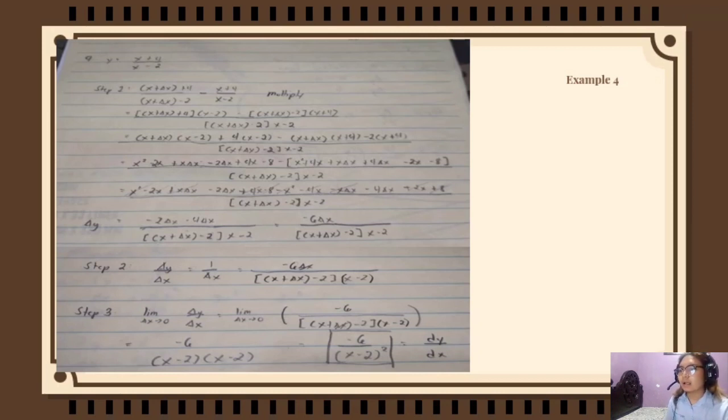Ito na. Ayan. Therefore, negative 6. Ano yung pwede natin ito pagsamahin, di ba? So, magiging x minus 2 squared. So, ayan na yung pinakasagot niya. Negative 6 all over x minus 2 squared. Okay? Ayan ang derivative of y with respect to x. Okay? Next tayo. Last example tayo.